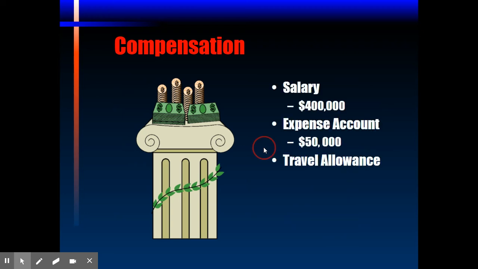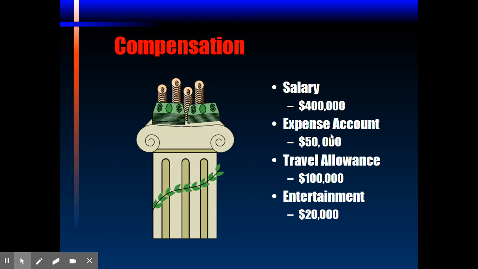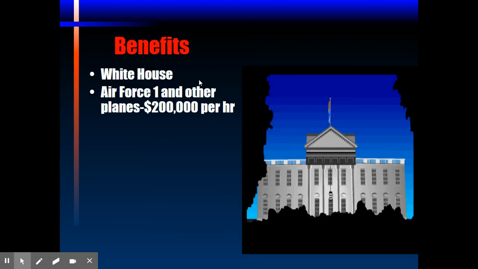Salary and compensation, spending accounts. The president makes $400,000 a year. These are his travel expenses and entertainment and so forth. Of course, when we look at the travel allowance, that is personal money for him to spend. That is not including any of the taxpayer dollars spent for travel. And we'll talk about that as well. But so here we go, benefits. Of course, he gets to live in the White House, ride on Air Force One and other planes.